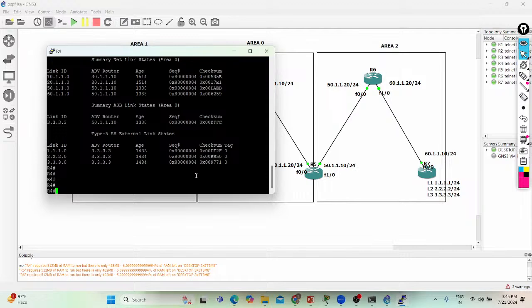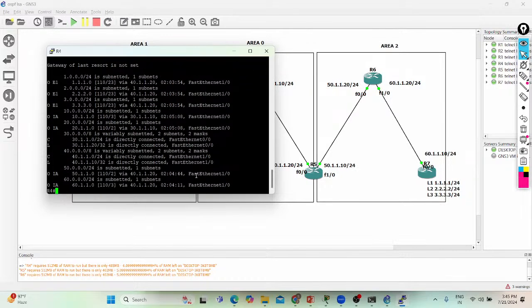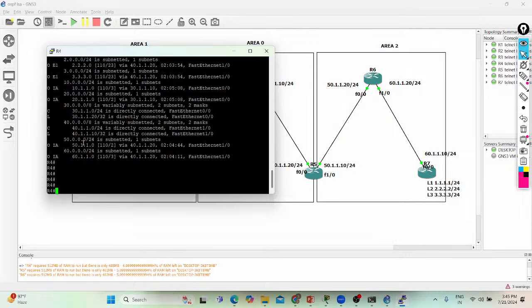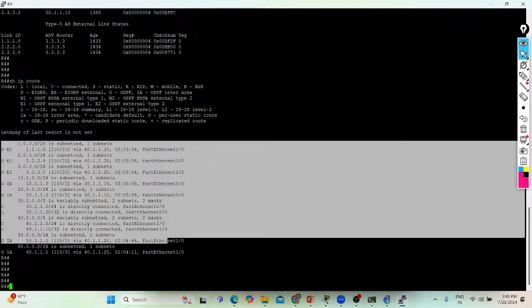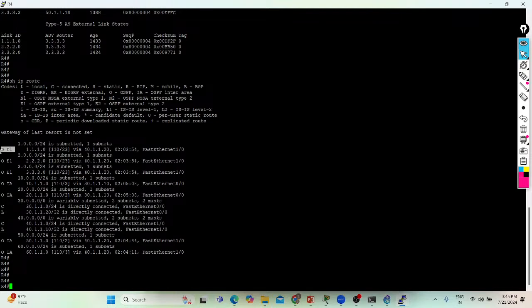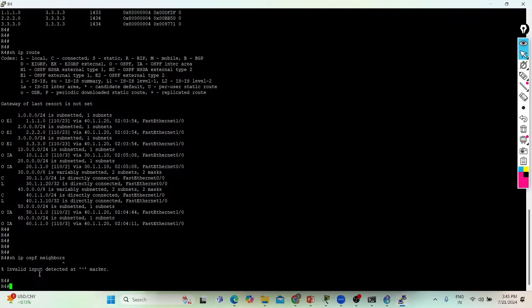When we talk about the routing table, the command to check the routing table is show IP route. From here we can see the routing table information like 10, 20, 30, 40, 50, 60, all are the routes that are present in the routing table. E states that it is an external route. That means it is coming from a different routing protocol. O IA states that it is coming from a different area. O stands for OSPF. And when we talk about neighborship, to check the neighborship, I have to check show IP OSPF neighbors.